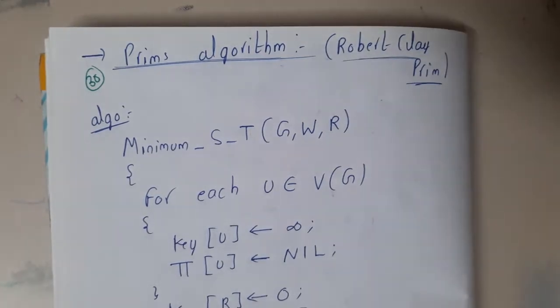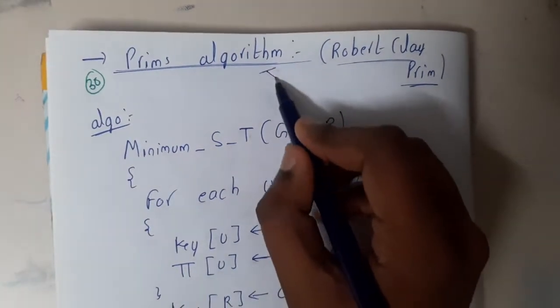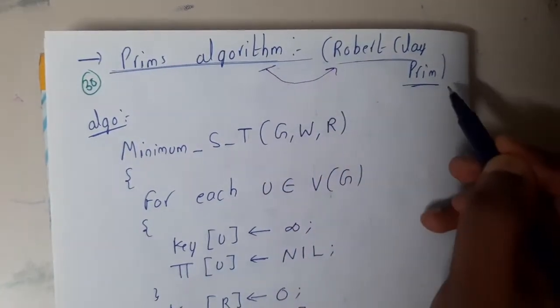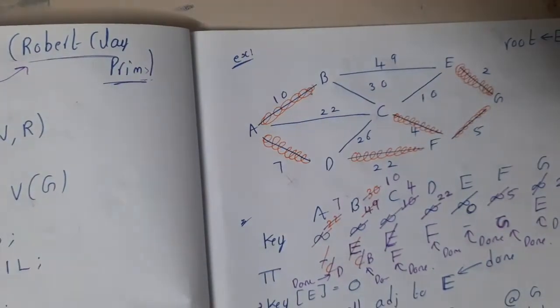In this lecture, let us go through the next topic, that is Prim's algorithm, or Prim's method of finding the minimum spanning tree. The scientist who worked on this particular algorithm is Robert Clay Prim. First let us go through the example, because Prim's algorithm is a bit complex.